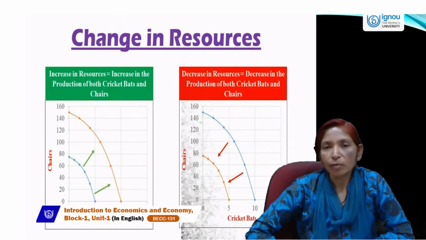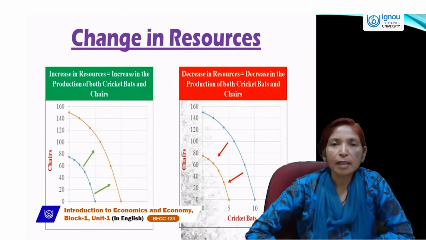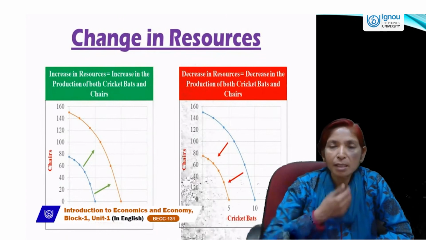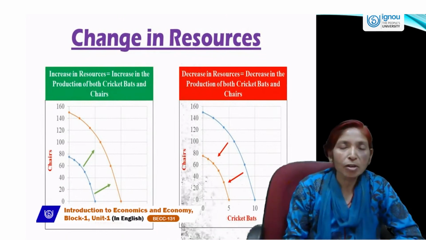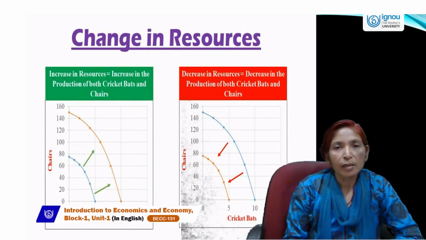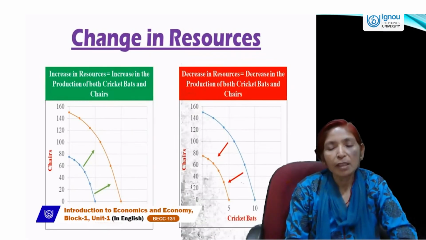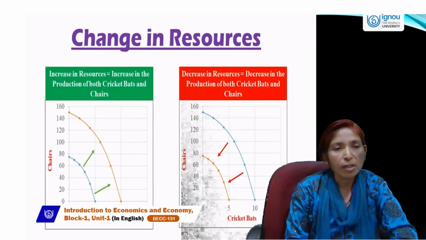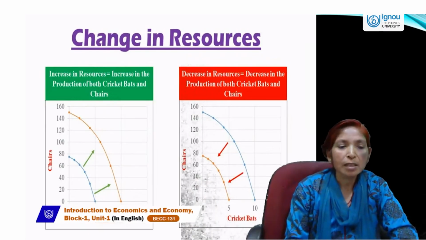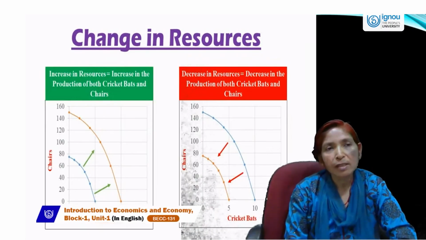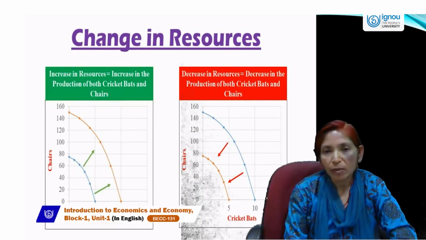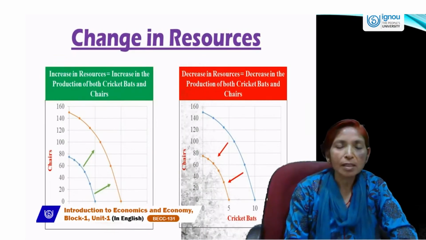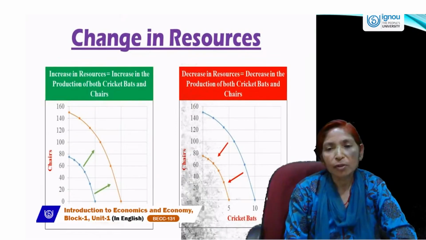In this case, the PPC curve will shift parallel to the rightward. And if there is a decrease in resources, then there will be a decrease in production of both the goods. Then this curve will shift to the leftward or left hand side. So in the first diagram, with an increase in resources, the PPC shifts to the rightward. And in case of a decrease in resources, the PPC shifts to the leftward.